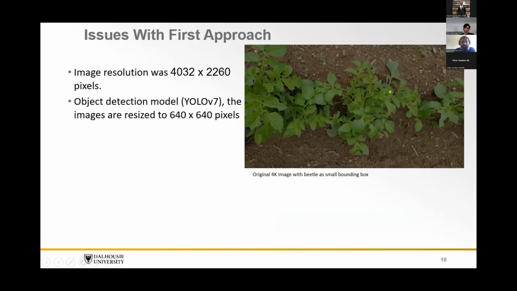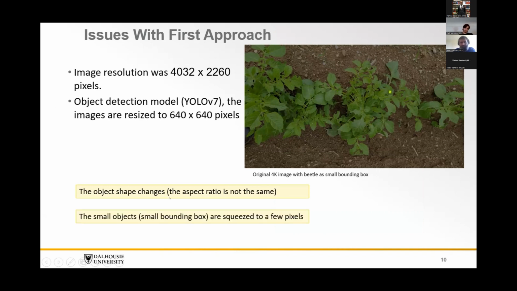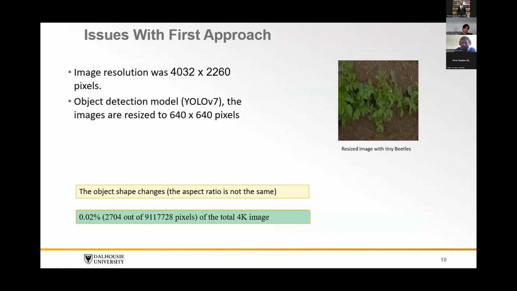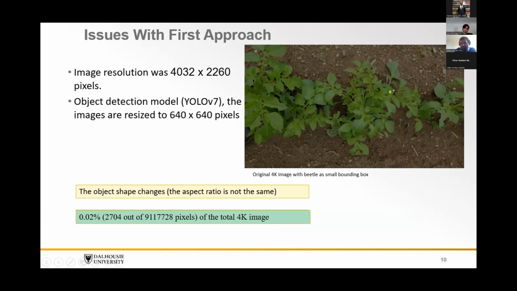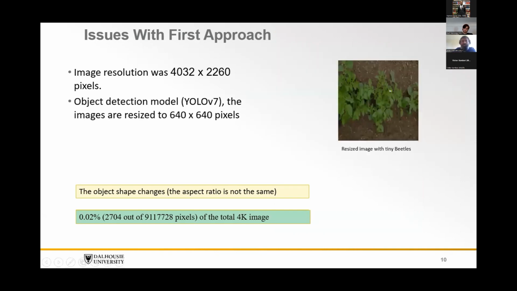The problem was that the image resolution is 4K, and we resized the image to 640 by 640 to input it into the YOLO version 7 architecture. That creates a problem: the object shape changes. If you just see here, this was the original object, and when you change it, the object shape changes. Since the image is rectangular and we change it to a square image, the object also changes because the aspect ratio is not the same.